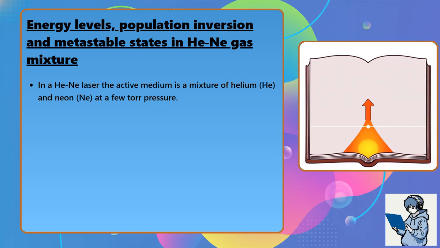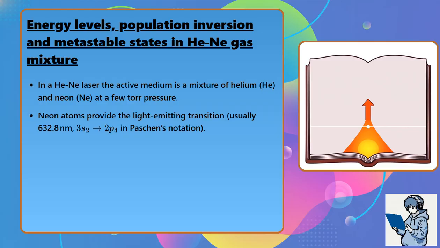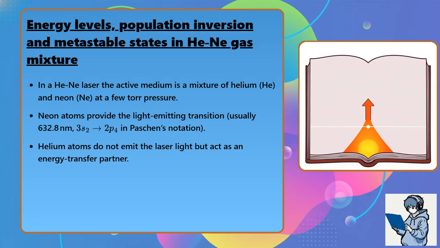In a He-Ne laser, the active medium is a mixture of helium, He, and neon, Ne, at a few torr pressure. Neon atoms provide the light-emitting transition, usually 632.8 nanometers, 3s2 to 2p4 in Paschen's notation. Helium atoms do not emit the laser light, but act as an energy transfer partner.